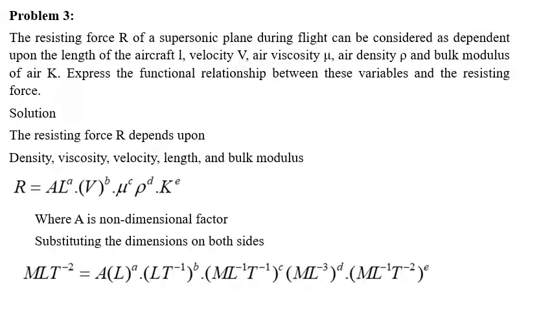So now R is equal to m into L into T power minus 2. A is a constant value. Then length L power A and velocity. The dimension for the velocity is L into T power minus 1. And the dimension for dynamic viscosity is m into L power minus 1 T power minus 1, and density is m into L power minus 3, and K, the bulk modulus, is given by the dimension m into L power minus 1 and T power minus 2. So now give the arbitrary powers to these variables.